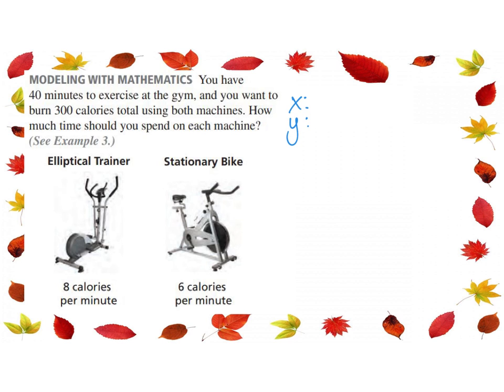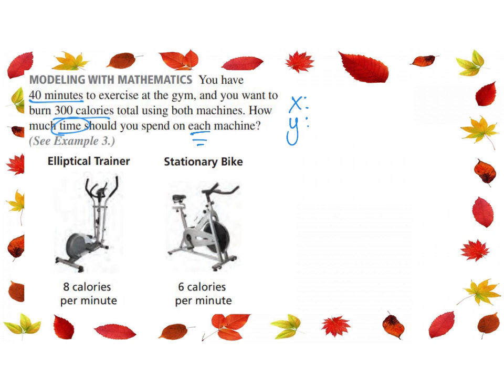So X, well, let me read the question first. It says you have 40 minutes to exercise at the gym, so you have a total of 40 minutes, and you want to burn a total of 300 calories. How much time should you spend on each machine?